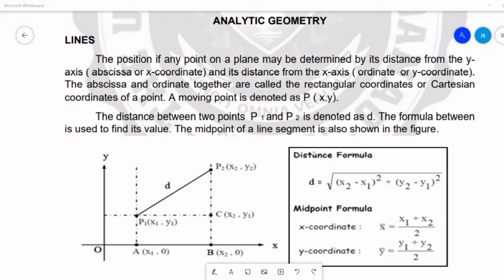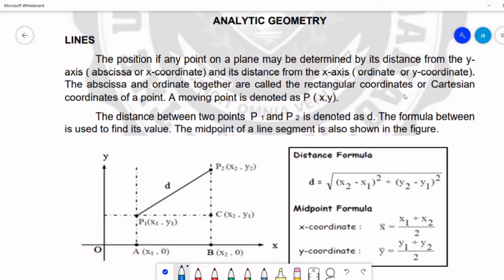So if you read about lines, it's a set of points. The position of any point on a plane may be determined by its distance from the y-axis, which is called the abscissa or x-coordinate, and its distance from the x-axis, which is the ordinate or y-coordinate. So the abscissa and ordinate together are called rectangular coordinates or Cartesian coordinates of a point. So that is some theory that you might need to know.